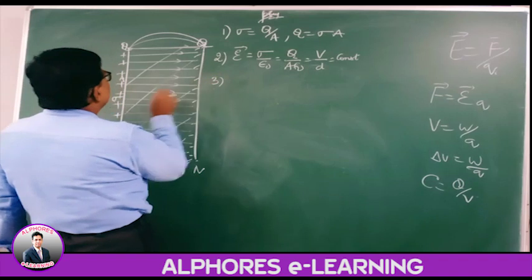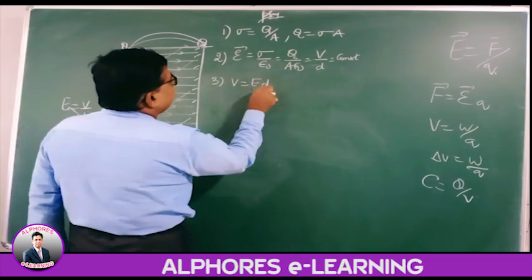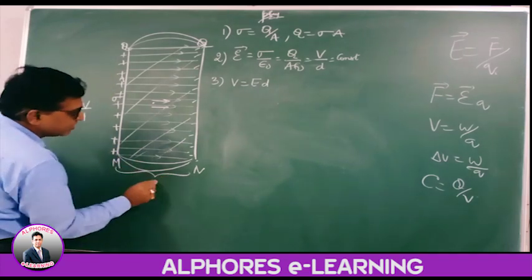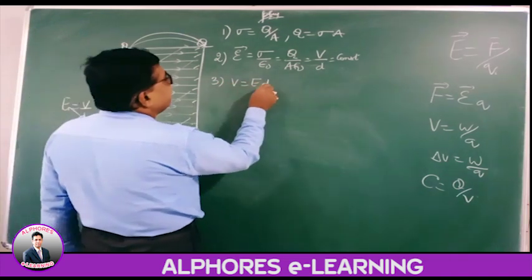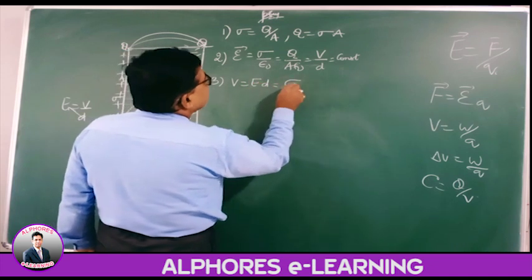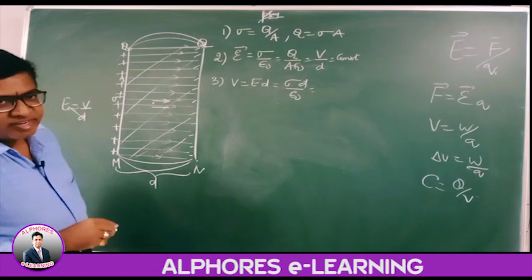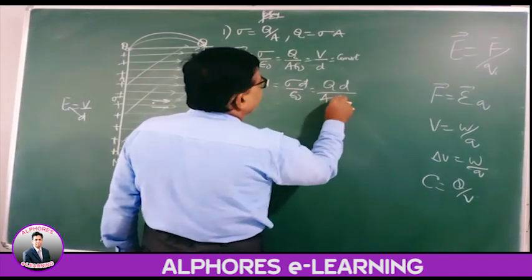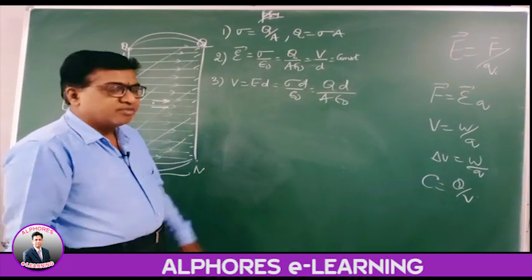Third, the potential difference between the plates V is E into D, the uniform electric field E times the distance between the plates. The plates are separated by distance D. So the potential difference V is ED, right? So the electric field intensity E into D, or you can write sigma D by epsilon naught, or you can write it as QD by A epsilon naught.